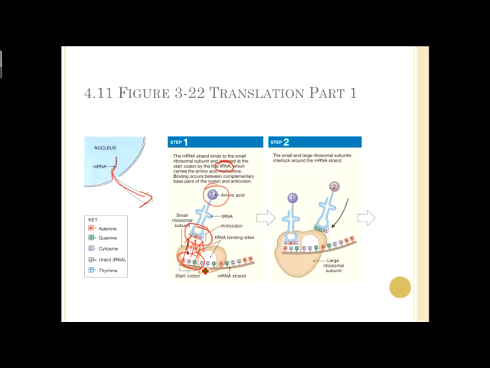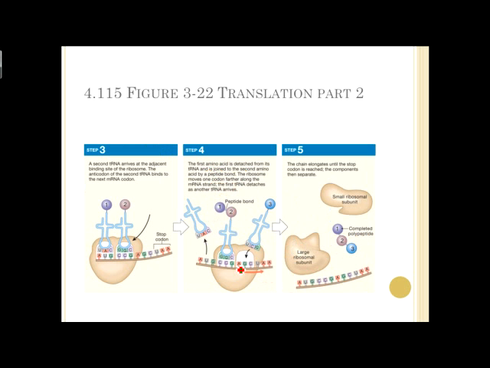UAC, and so on, CCG, GGC, three codon pairs, and it goes on making these long protein chains again. The second tRNA arrives at the adjacent binding site of the ribosome. The anticodon of the second tRNA binds to the next mRNA codon, and so on and so on. We actually, in the previous slide, kind of jumped ahead to about this step here.